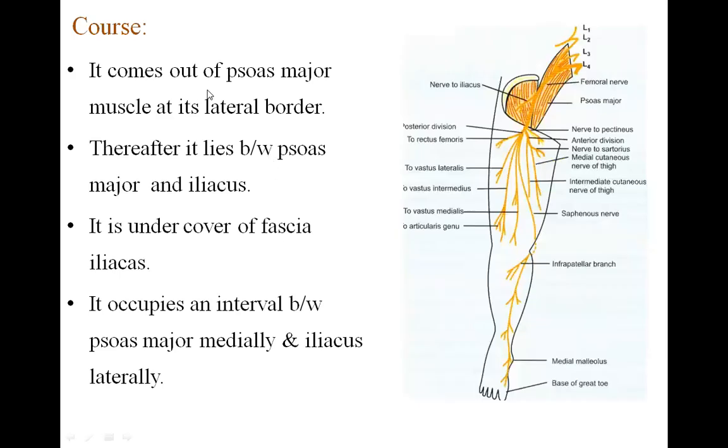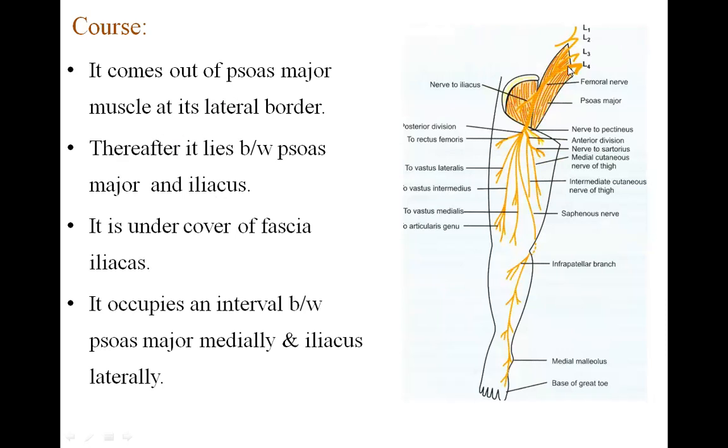Course: it comes out of the psoas major muscle at its lateral border. So here is the psoas major muscle. Initially it lies in the substance of the psoas major muscle, and it comes out from the lateral margin of the psoas muscle. Thereafter, it lies between the psoas major and the iliacus muscle. So here is the psoas major muscle and here is the iliacus muscle.